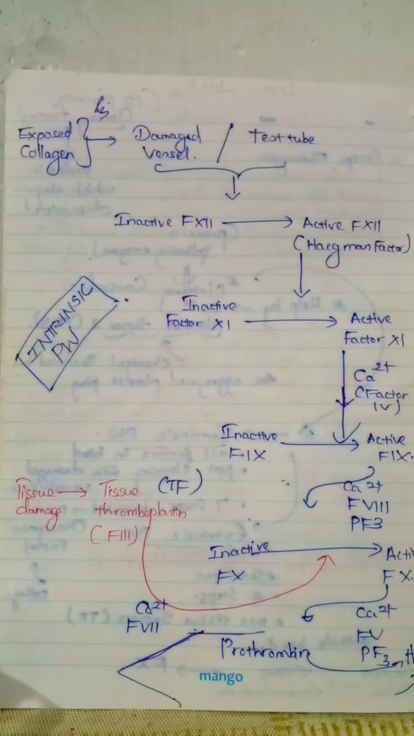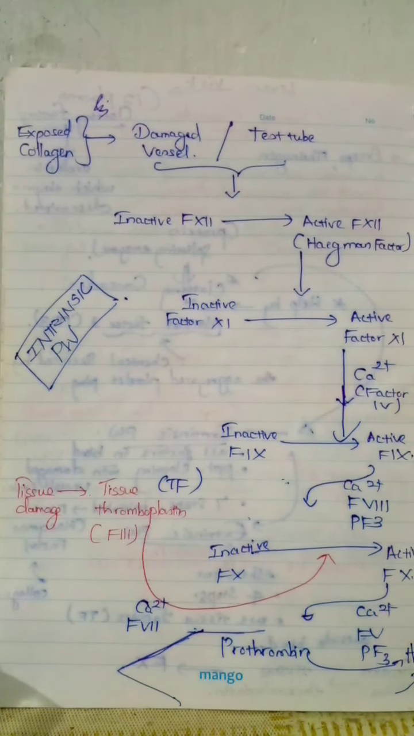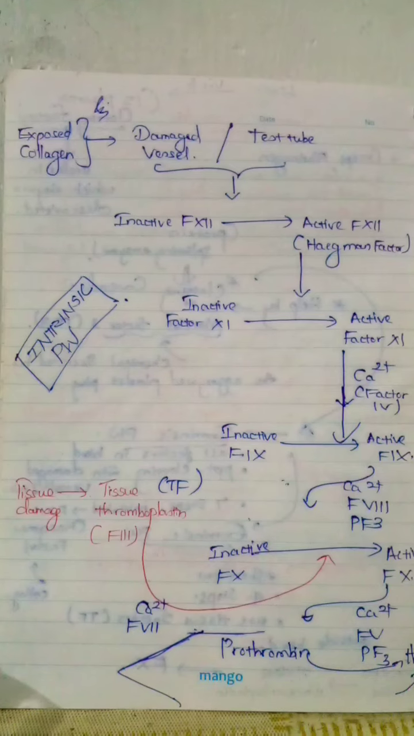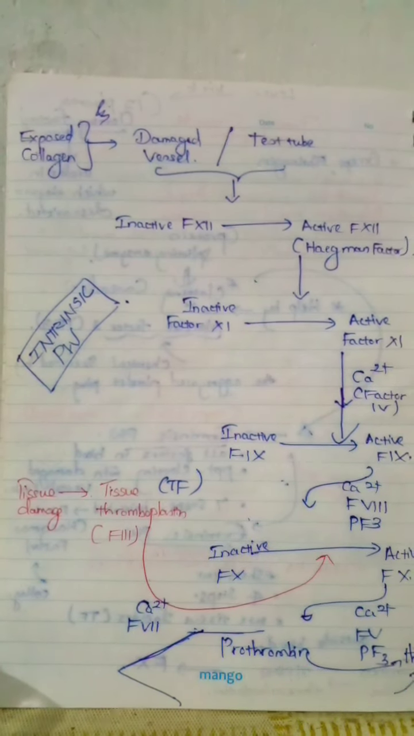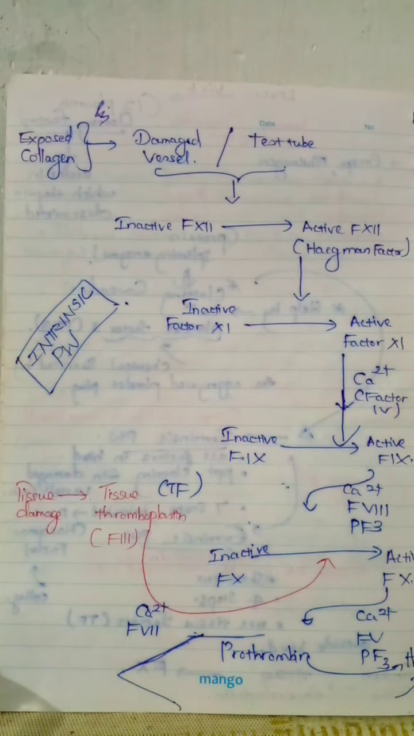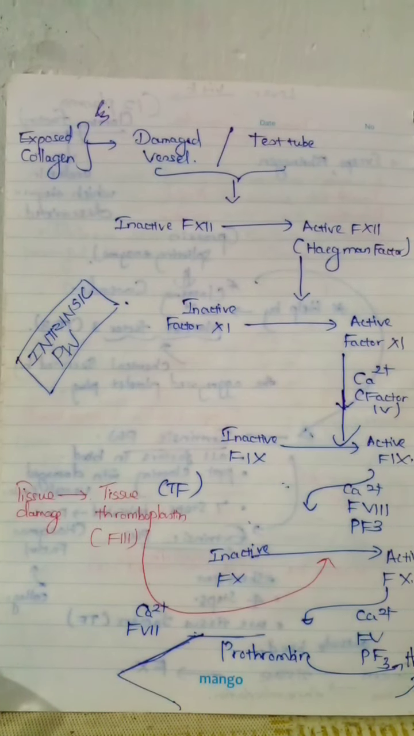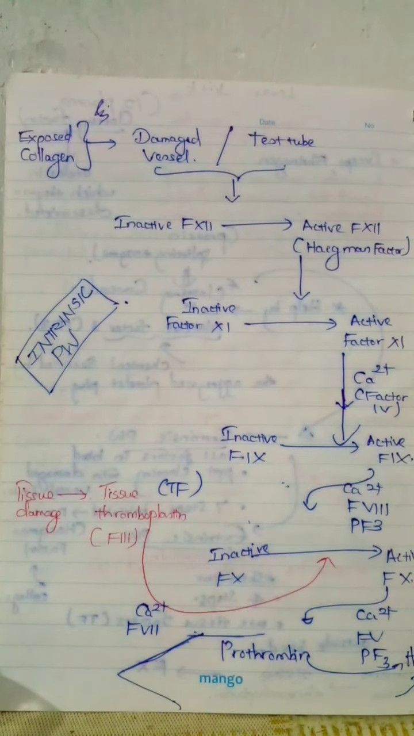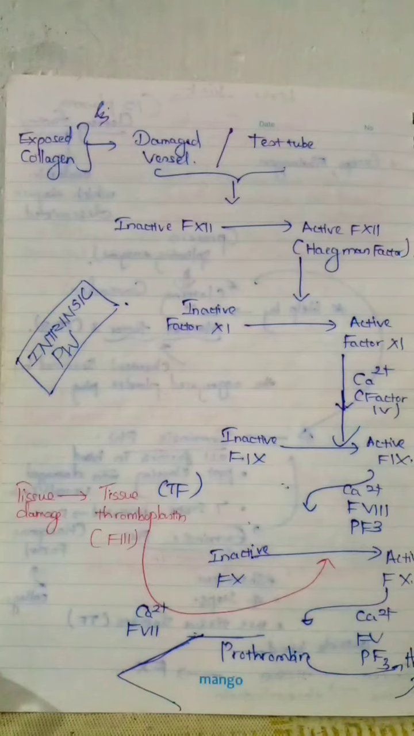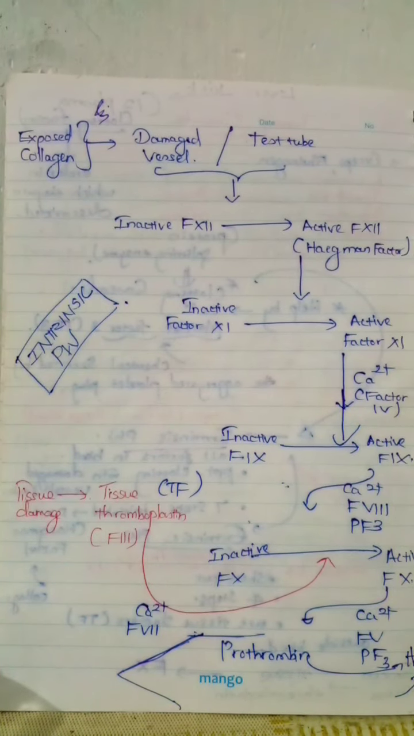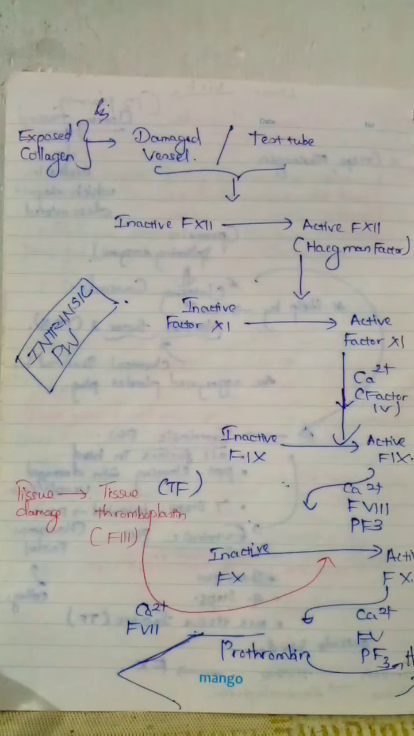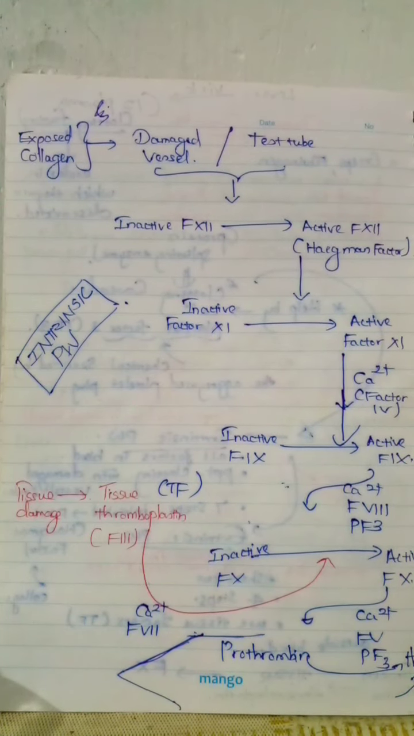The first factor that gets activated is factor 12, also called Hageman factor, which in turn activates factor 11. And with the help of calcium and other factors like factor 4, it goes on to activate factor 9. It continues with factor 8 and other platelet activating factors, which finally activate factor 10.